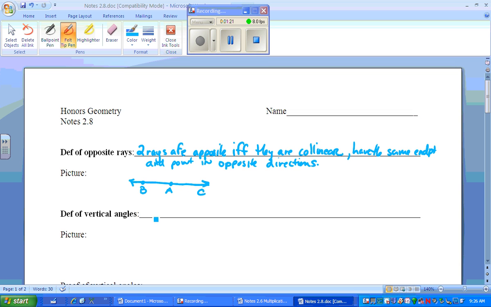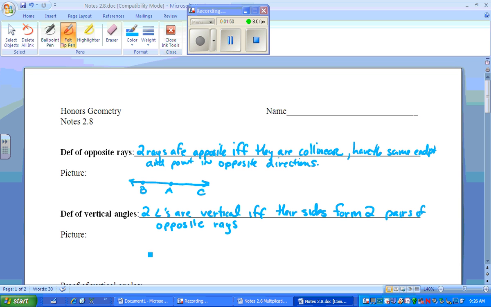Definition of vertical angles: two angles are vertical if and only if their sides form two pairs of opposite rays.